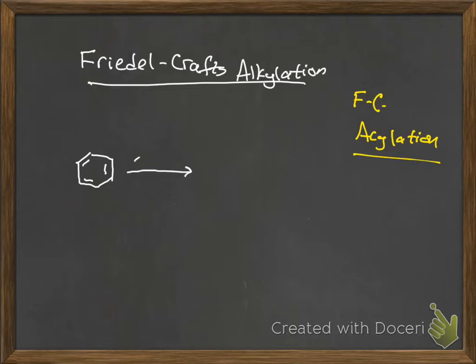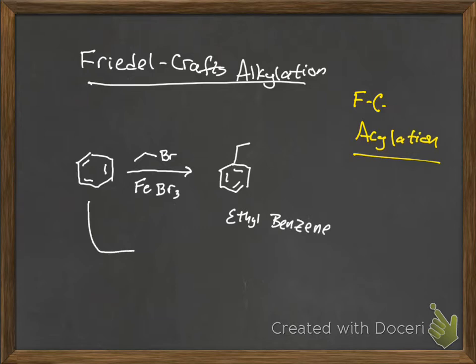So, what we're going to do is we're going to use bromoethane. Yes, the alkane you use matters. And we're going to use FeBr3. And what we make here is this. Ethylbenzene. You can also make ethylbenzene using ethyl chloride and aluminum trichloride. That will also do the same job.